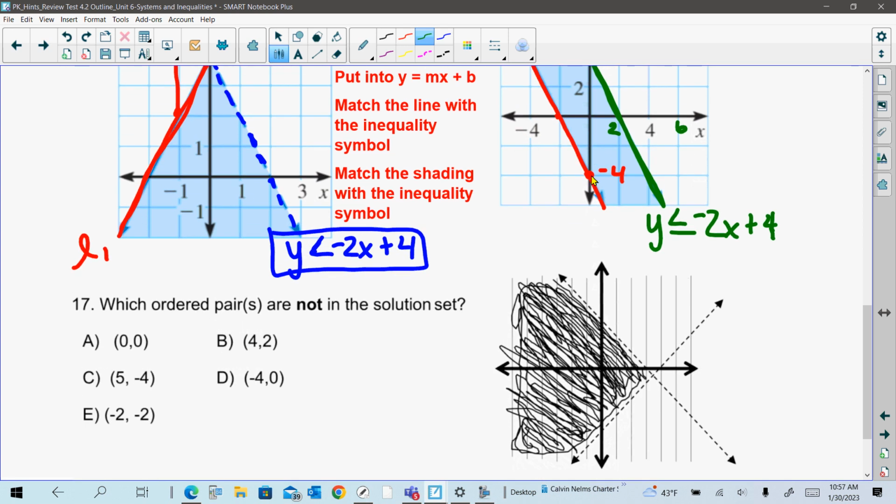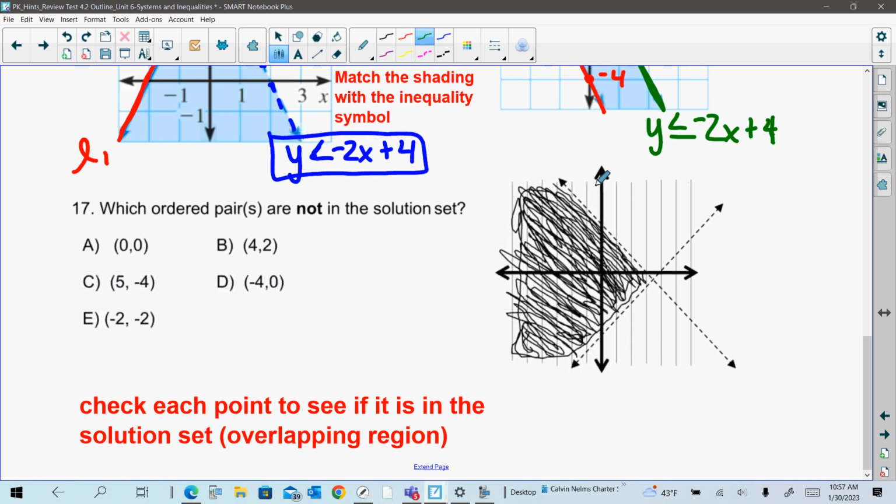Okay, now which ordered pair or pairs is not a solution? So just check each point, okay? I go A, here's 0, 0. Is that in the shaded? Yes, okay, so this is not one I'm gonna pick because we want a not. B says 4, 2. Well, 4, 2 means I'm going to the right 4. 1, 2, 3, 4. And then I would end up coming down. Would that be in the shaded? No, so this is one of the ones I'm looking for.